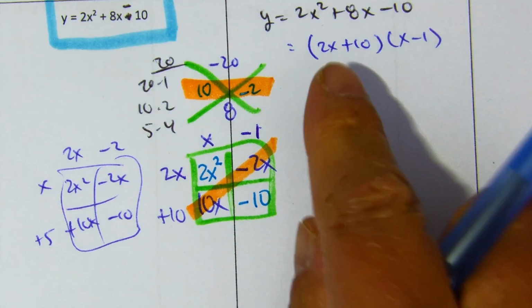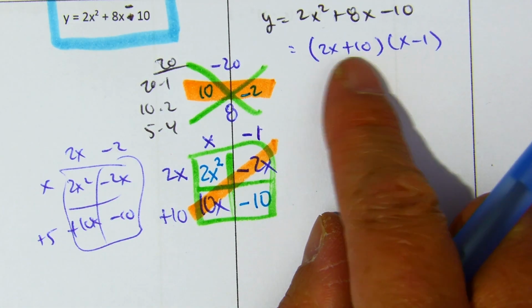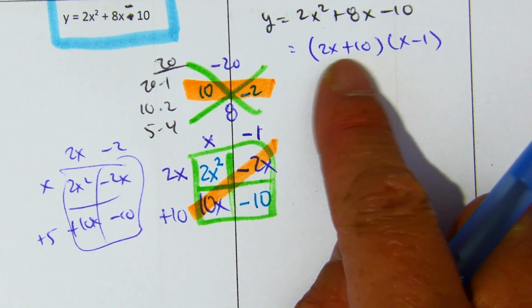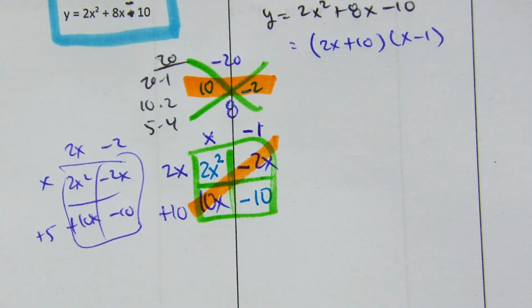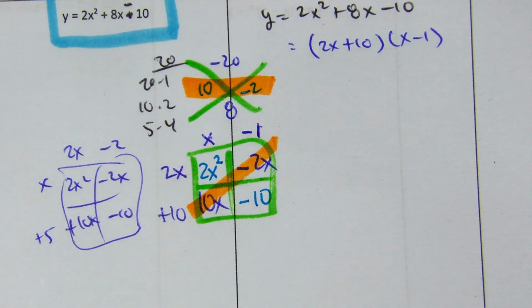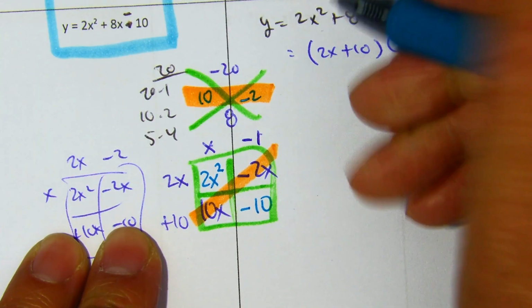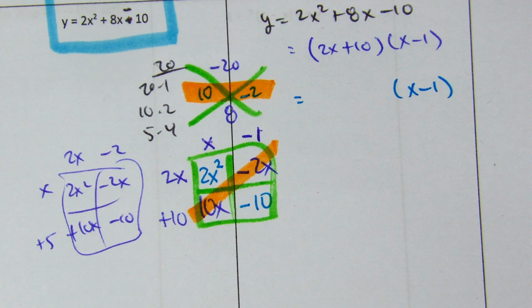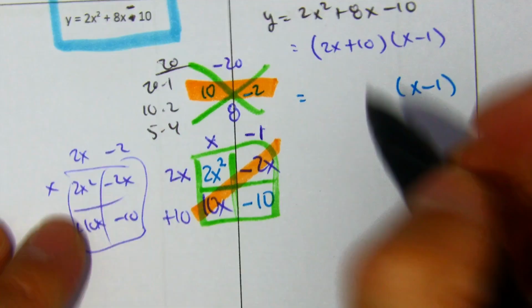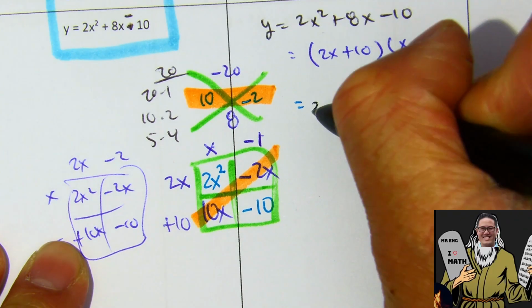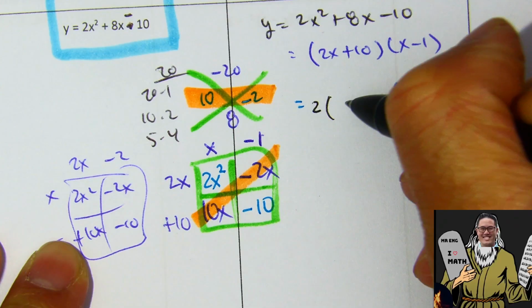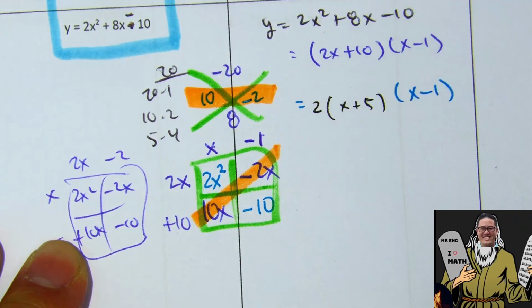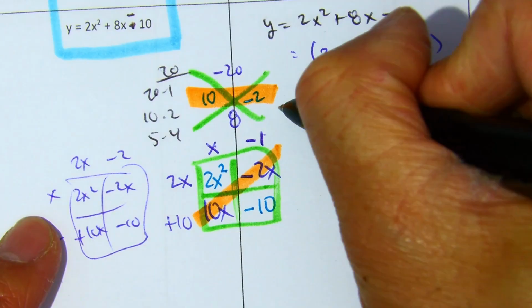Okay, tell your partner, do they have a GCF? Yes, no, and why, and what is it? GCF. Class, what's the GCF? 2 times x plus 5. Okay, so there we have factored form.